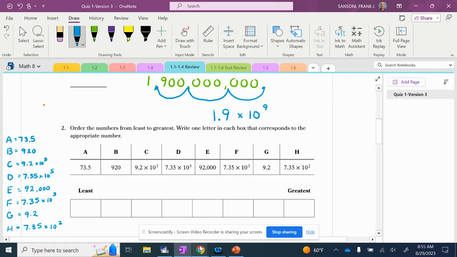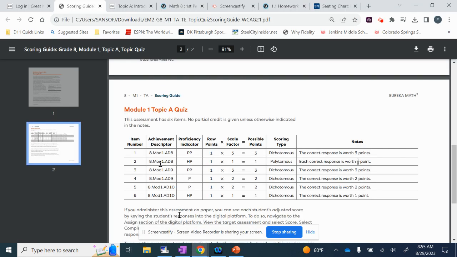Okay, so let's go back to our scoring guide. This is number 2. There are 8 numbers. It's polytomous. It's only worth 1 total point. So since you can get partial credit, each one in the correct location is worth 1/8 of a point, because 8 times 1/8 is 1 point. So this whole thing is only worth 1 point. It's considered highly proficient as far as the indicator. It actually doesn't seem like it's that difficult.